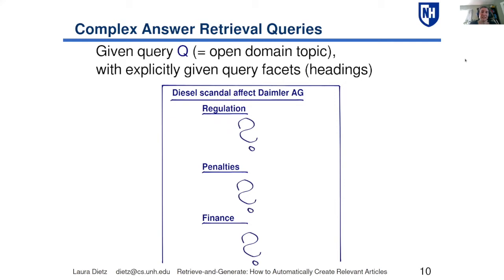For example, here, this is the typical CAR setup. You're given a query, which is an open domain topic, which we see here in the title. And to make things easier to assess, we're also giving explicit query facets, which are here the headings, which means here, diesel scandal affect Daimler the company, regulation versus penalties versus finance. And for these three facets we are looking for content to fill this. So sort of a population task here.